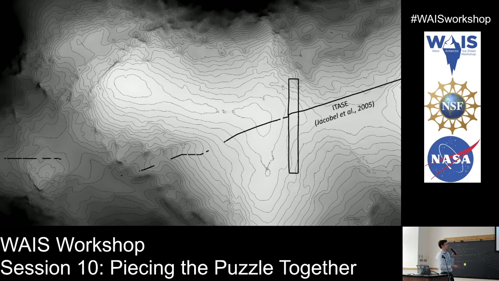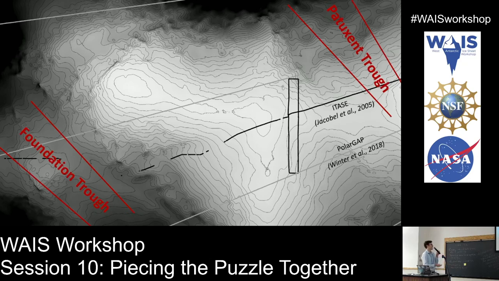So starting with the ITAS Traverse, we're lucky enough to have Bob Jacobel in the room. This was 20-ish years ago that they drove through this area and did the first survey at Herc Dome that has grounded a lot of the work that we've done since then. Then we saw a few years ago, they flew Polar Gap, and Kate Winter made some broad interpretations that Andrew briefly mentioned in his talk, where there are these big troughs that she found that bound Herc Dome.